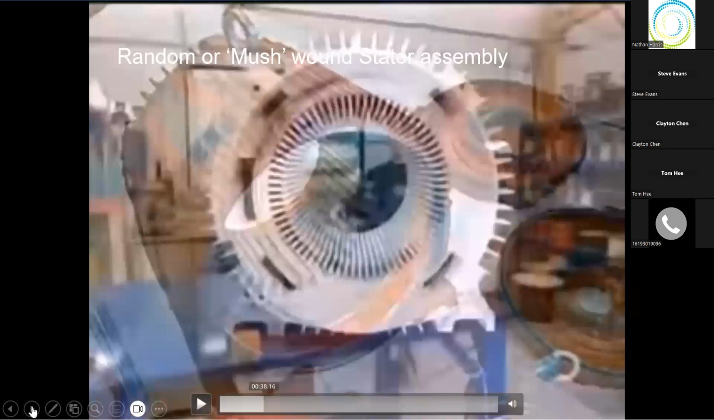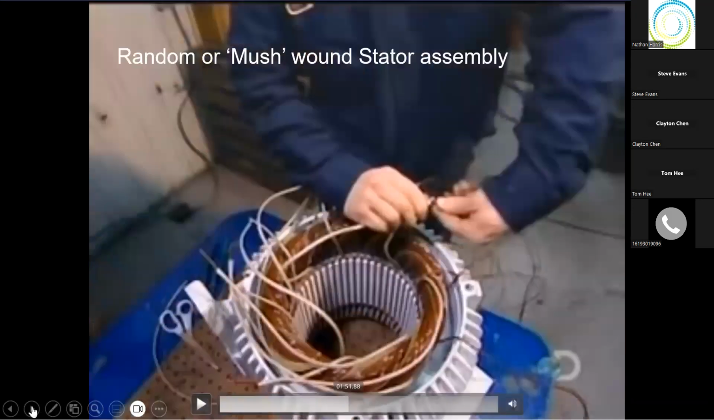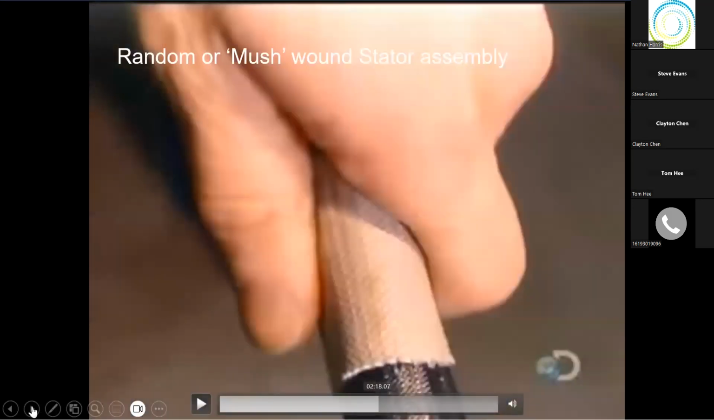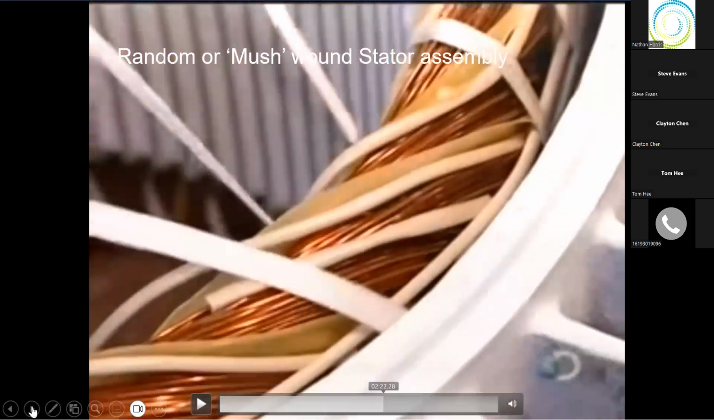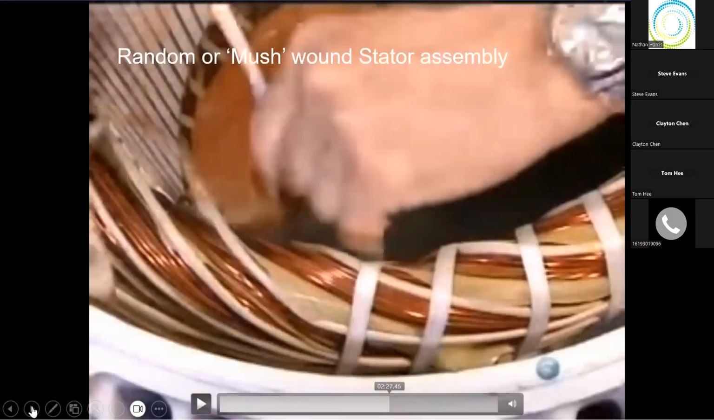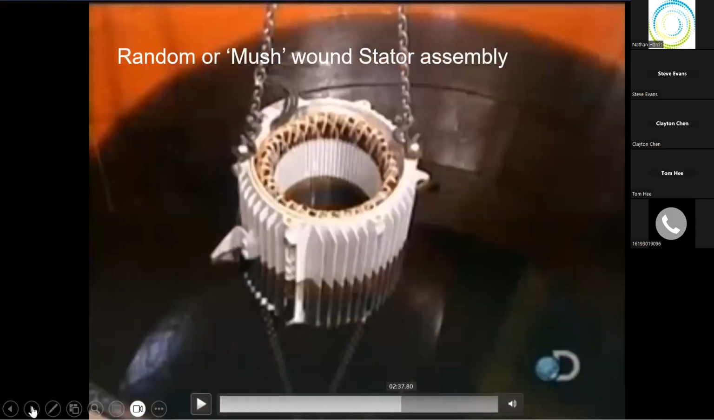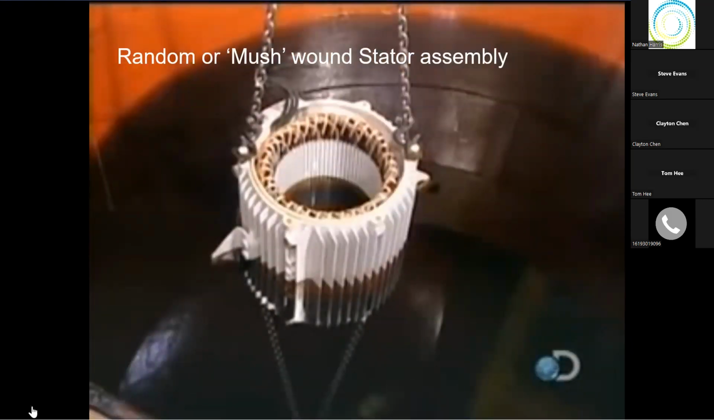It's called a VPI process, where they actually submerge that into a tank of varnish, and they pull a pressure on it, then a vacuum on it, and pressure, and then vacuum again, and it pulls that insulation, that varnish, inside everywhere, all the air out of it.